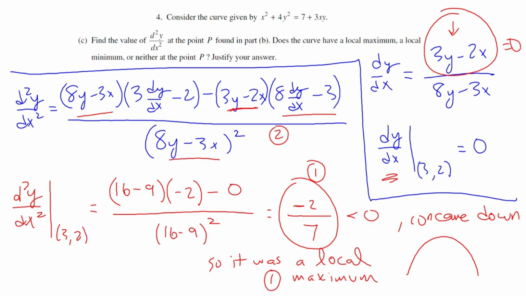Is question number 4 from the 2004 AP Calculus AB exam.